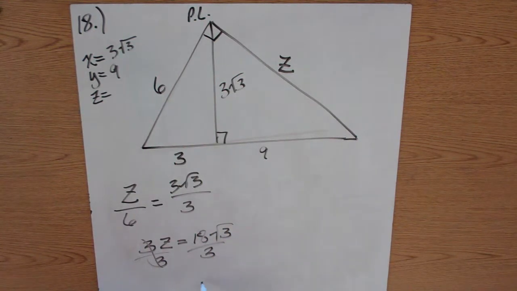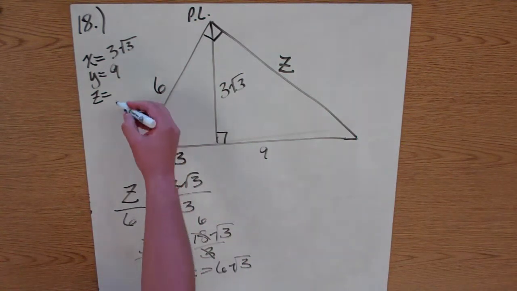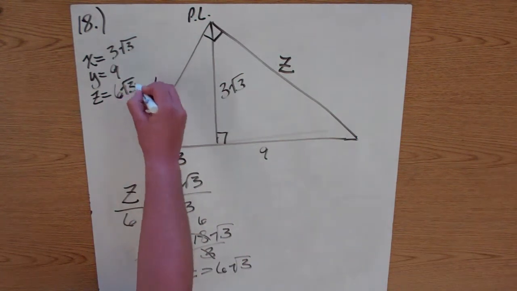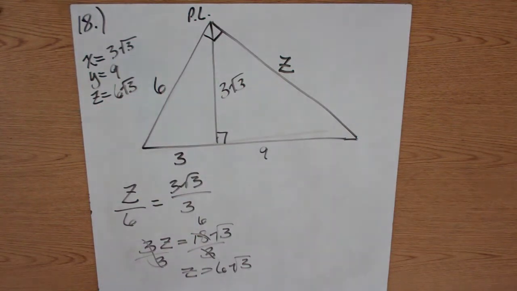Divide by 3, divide by 3. Z equals, well, 3 goes into 18 6 times. So that is 6 times the square root of 3. And that is your final answer. X is 3 times the square root of 3. Y is 9. And Z is 6 times the square root of 3. Alright.